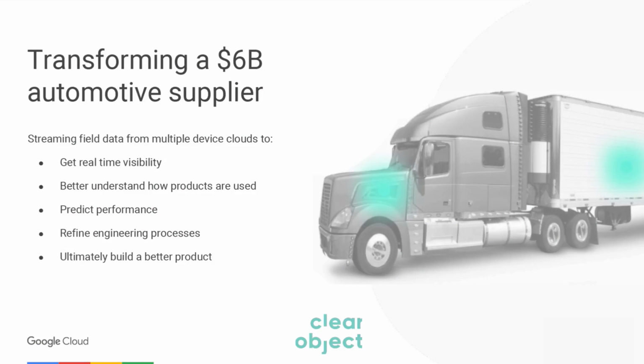Another example. This comes from our partner ClearObject. They've been working with a very large automotive supplier. And this one really talks about new business models. So they've been able to leverage our technology such as Pub/Sub, Dataflow, BigQuery, and App Engine. These are technologies that I've mentioned before, to stream data from the field and get real-time visibility, delivering a better understanding of not only how products are used, but to ultimately build better products.